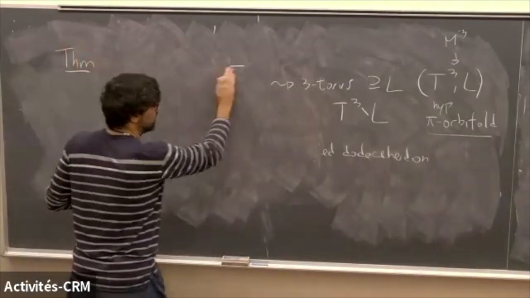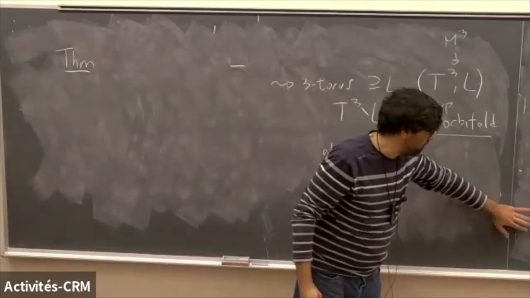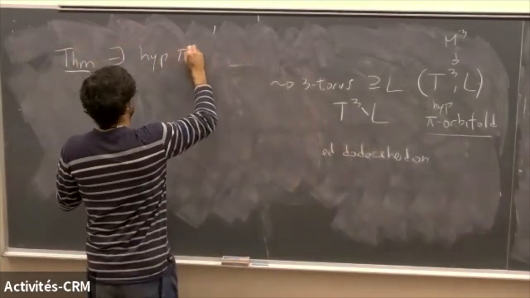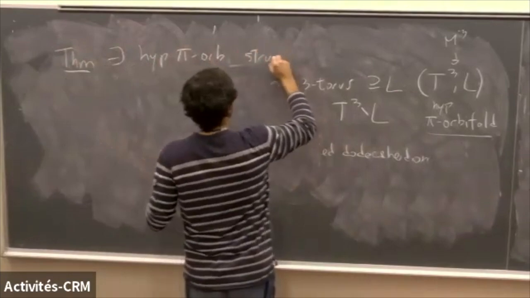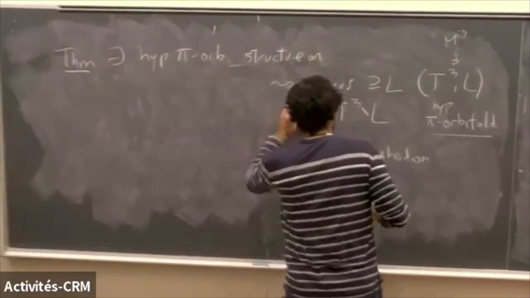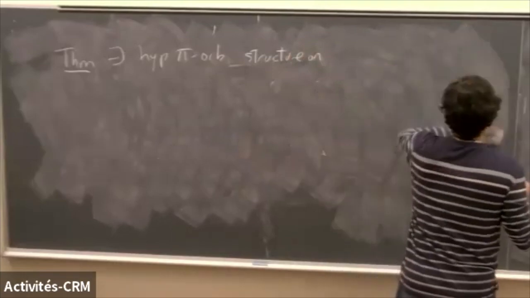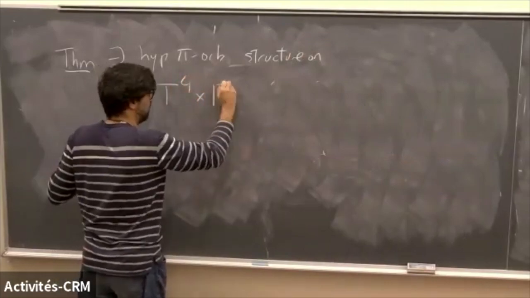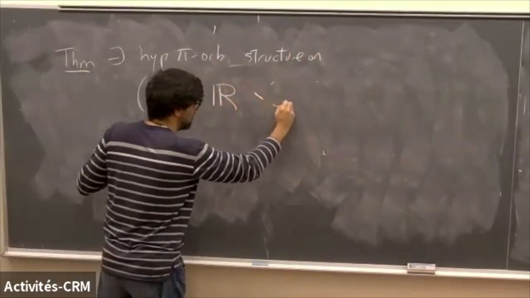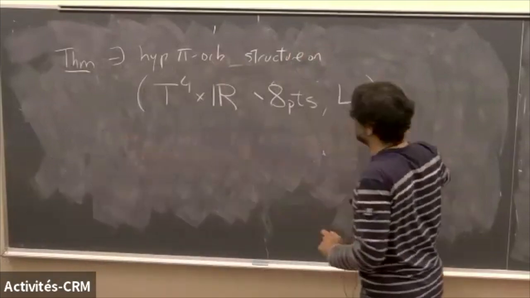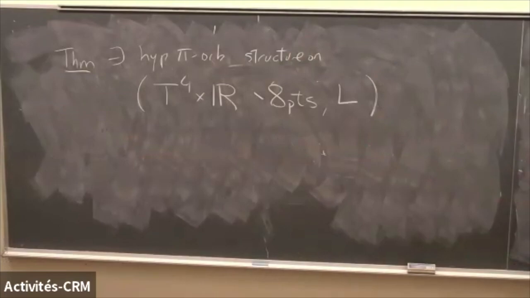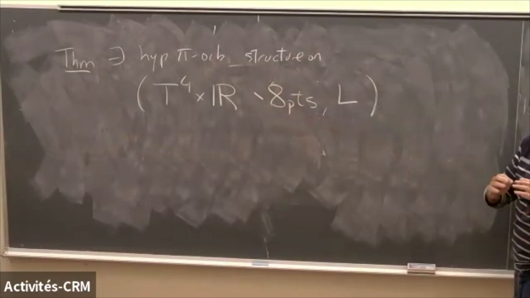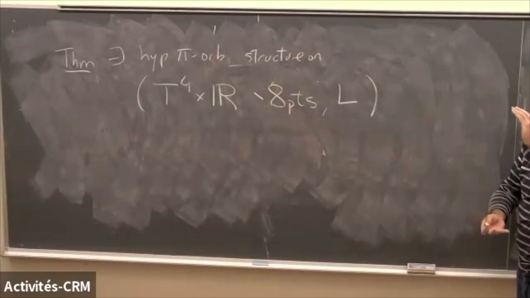The theorem is that there is a hyperbolic pi-orbifold structure on something like this. It's on something which is a torus with a link, but now it's going to be 5-dimensional. So it's on the 4 torus times R minus some points and the link. The point is building a hyperbolic orbifold structure on something which looks like a torus, and then the torus fibers and the fiber lifts to the manifold. This is what works.